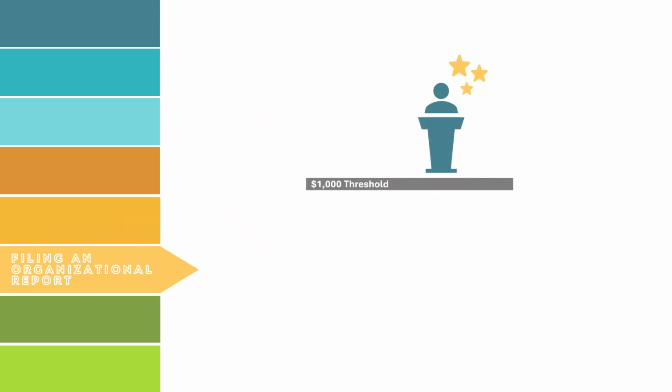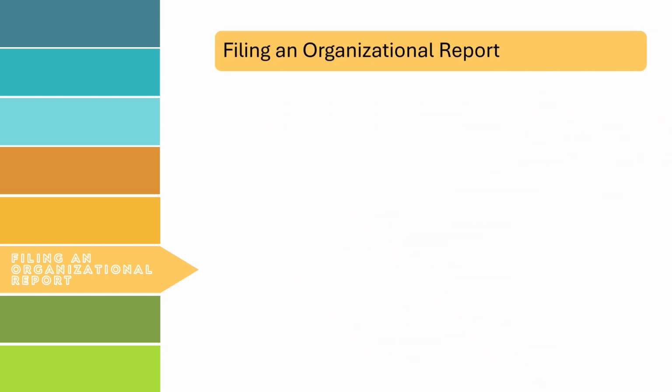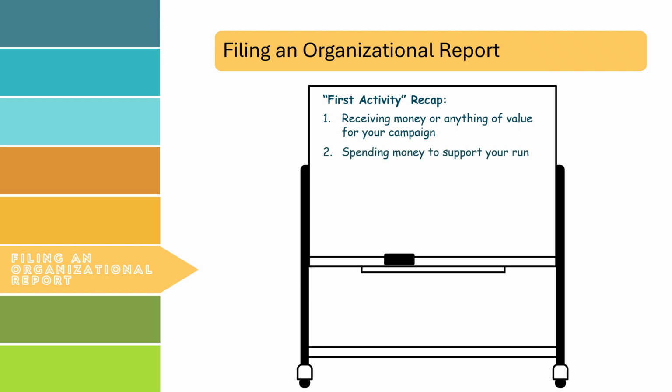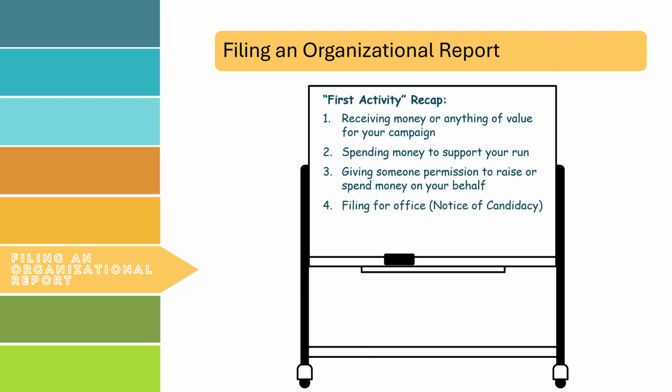If your campaign is going to be over threshold, remember, there's one more important step in the registration process: filing an organizational disclosure report. Earlier, we learned the key actions that count as your committee's first activity: receiving money or anything of value for your campaign, spending money to support your run, giving someone permission to raise or spend money on your behalf, filing your notice of candidacy, or completing your committee's statement of organization.